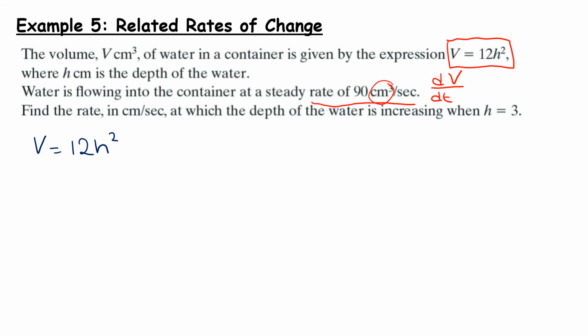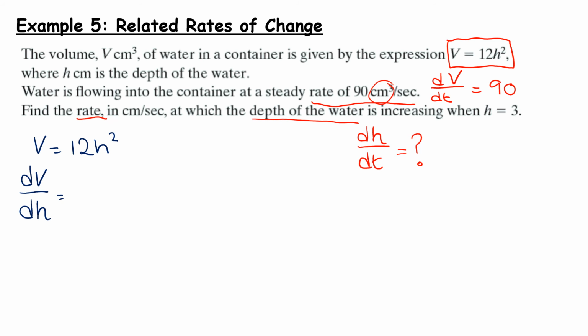It then says, find the rate in centimeters per second at which the depth of water is increasing. So the depth of water, H, is increasing, so dH dt. That's what we want. Okay. So just like before, we have dV dt, and that is 90. dH dt is what I want. We've been given this formula. I can't go and do dV dt. I can do dV dH, which gives us 24H. Okay, so this is important.